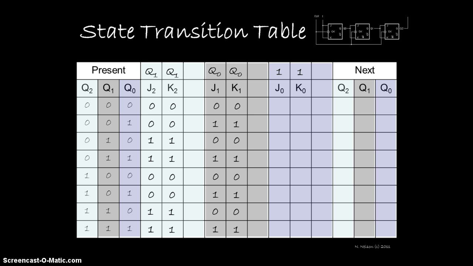The last set of columns is easy. In both cases, the input is tied high. This means you write a 1 in each of the J0 and K0 cells.